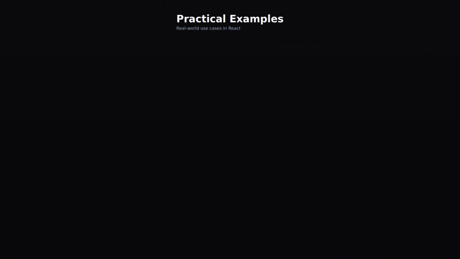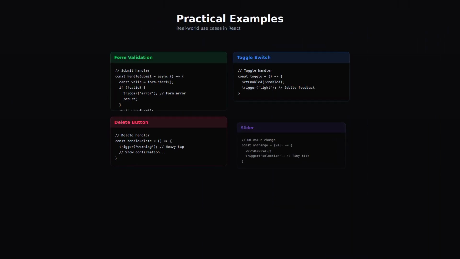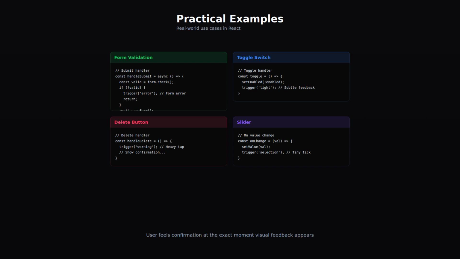The most basic usage is just calling trigger with a preset string. In React, it looks like this. You import the hook, destructure the trigger function, and attach it to any event. One line of code, and now every tap has a physical dimension to it.